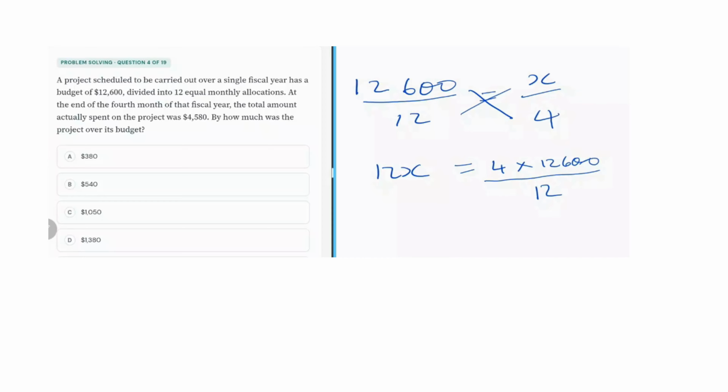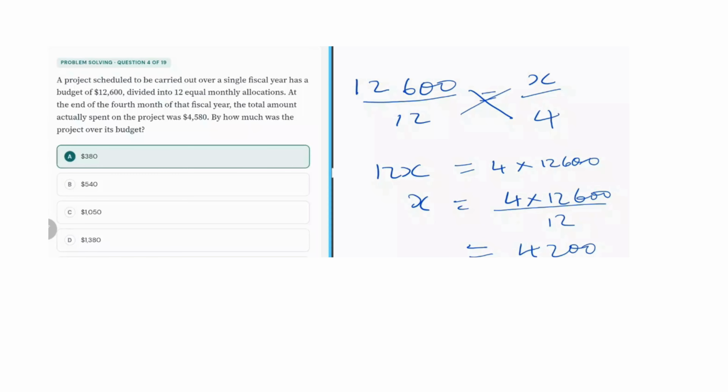Oh, there is a mistake here now. This 12 is not yet there. This part is not yet there. That should be the next line. So S equals 4 times 12,600 divided by 12. Can you confirm that S is 4,200? Okay. So 4,580 minus 4,200 is 380. That is the answer.